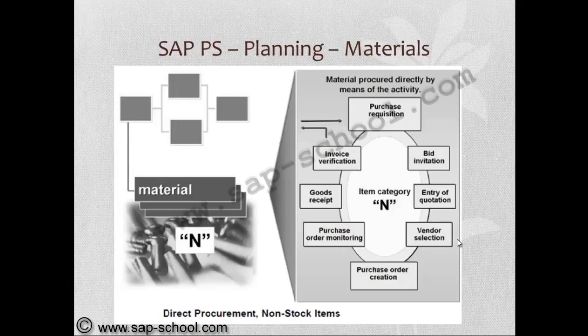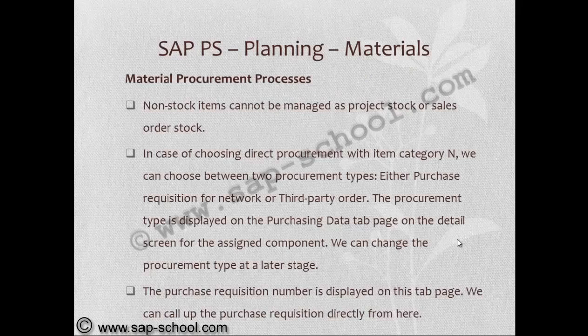So if you see the direct procurement for non-stockable items, once the purchase requisition is placed, then the bid invitation, entry of quotation, vendor selection, purchase order creation, purchase order monitoring, and finally goods receipt, invoice verification, and direct utilization. This is the cycle. The non-stockable items cannot be managed as project stock or sales order stock since it is a non-stock item.